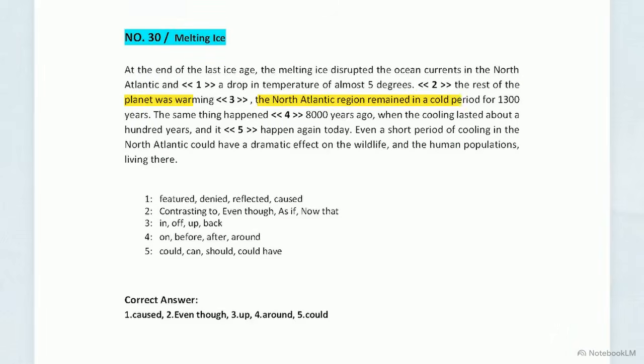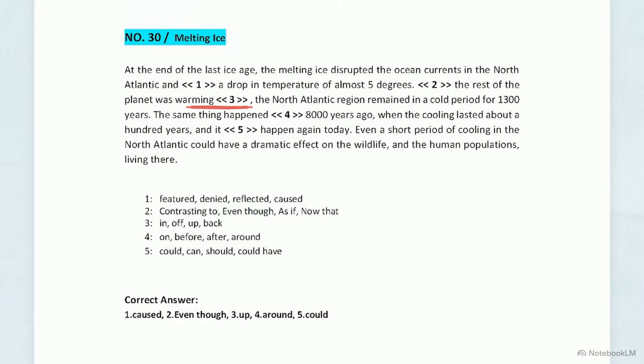In the second sentence, we find two opposing observations. The rest of the planet was warming, but the North Atlantic region remained cold. Look at the options for blank 2. We need to link these two opposing observations. Test takers often select contrasting to. While it signals opposition, it is grammatically incorrect here. The proper idiomatic phrasing is in contrast to. Because we connect a dependent clause to an independent clause, we use the subordinating conjunction even though.